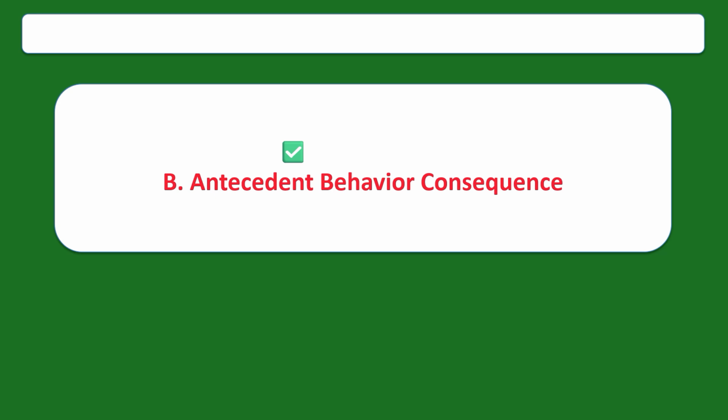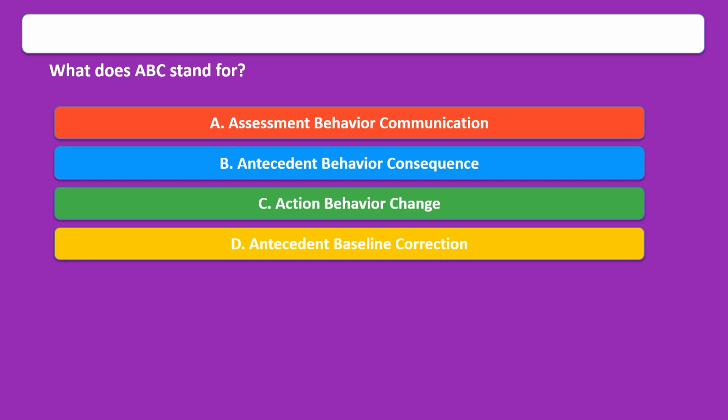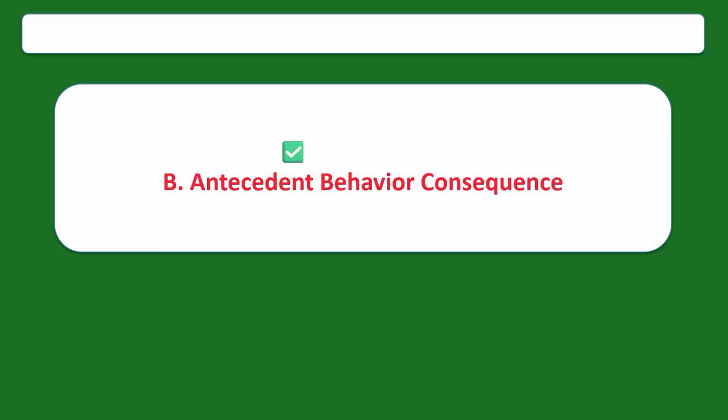Question 5. What does ABC stand for? A. Assessment Behavior Communication. B. Antecedent Behavior Consequence. C. Action Behavior Change. D. Antecedent Baseline Correction. Pause. Answer. The correct answer is B. Antecedent Behavior Consequence. ABC recording helps identify the function of behavior.